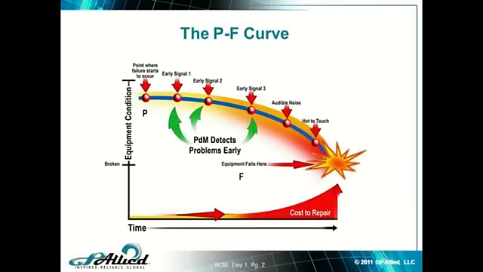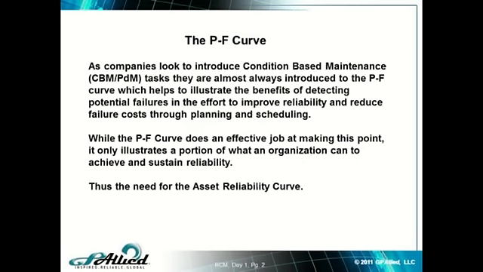And I'm not saying we shouldn't focus on point P, because we need to know when potential failures occur, and we use predictive maintenance to do that, but there's a lot more in terms of reliability to what should be shown in the PF curve. The PF curve is going to introduce people to how components fail and the concept of the PF interval, which gives us many times a place to plan and schedule and do work once point P has been detected. And while the PF curve does an effective job at making that illustration, it only shows a portion of what an organization should focus on to achieve and sustain reliability.